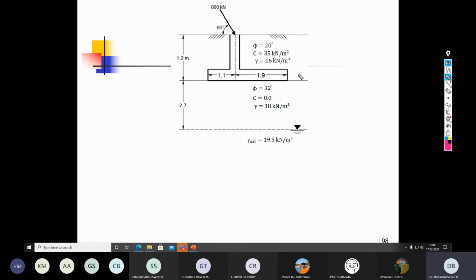Exactly. So first you resolve the 800 kilonewton into the vertical component and the horizontal component. So this is 800 sine 60, that is a vertical component, and horizontal component is 800 cos 60. So now I have resolved the inclined load into vertical and horizontal components. Therefore, I have converted this into a footing with the axial load.